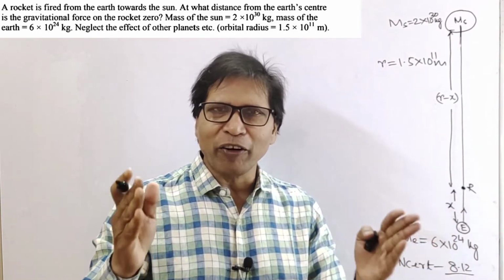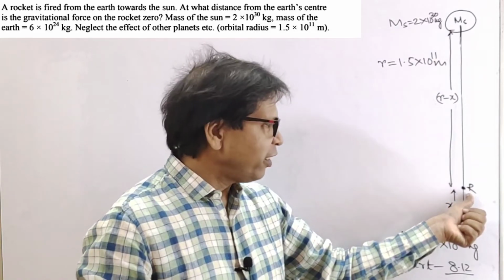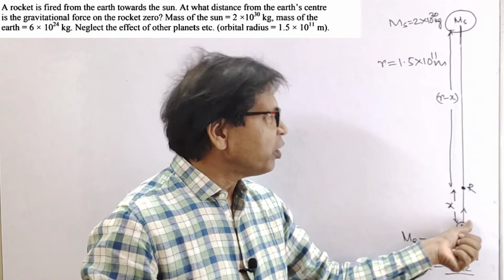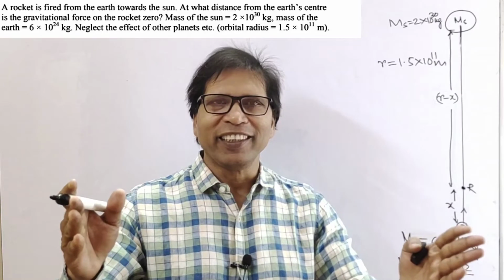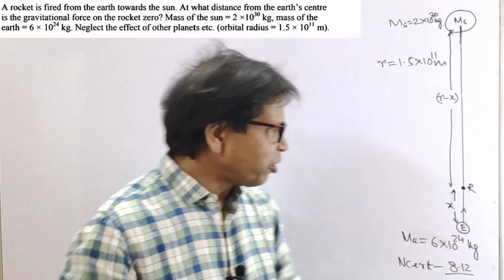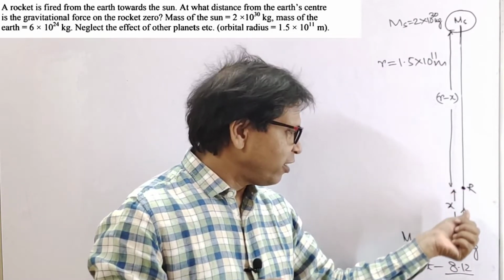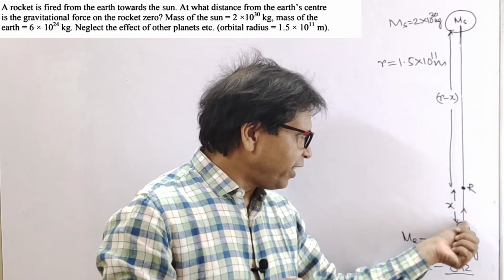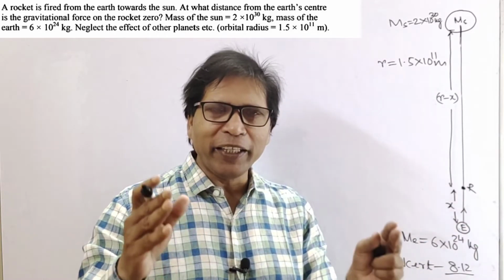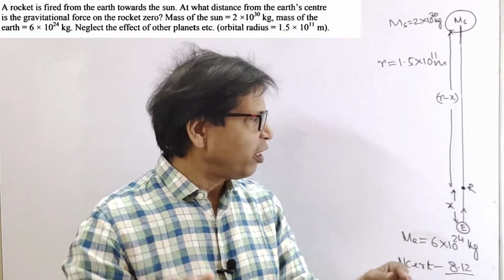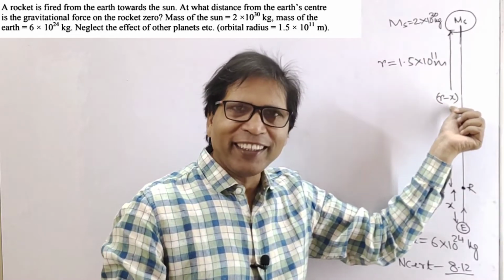Find the position of the rocket where the gravitational force of attraction due to Earth and due to the Sun becomes equal and opposite. Suppose this distance is x from the Earth's surface, where the net gravitational force on the rocket is 0. Therefore this distance obviously becomes r minus x.